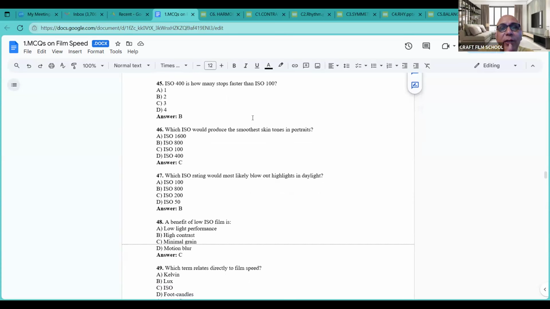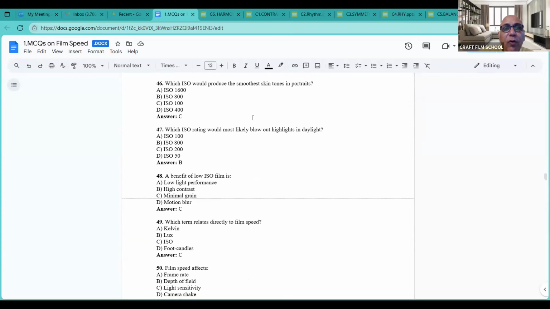ISO 400 is how many stops faster than 100? 200, 1 stop; 400, 2 stops. So the correct answer is B. Which would produce the smoothest skin tone in a portrait? Obviously, he is asking for the fine grain film which you are going to use. Here the fine grain film is 100 ASA.